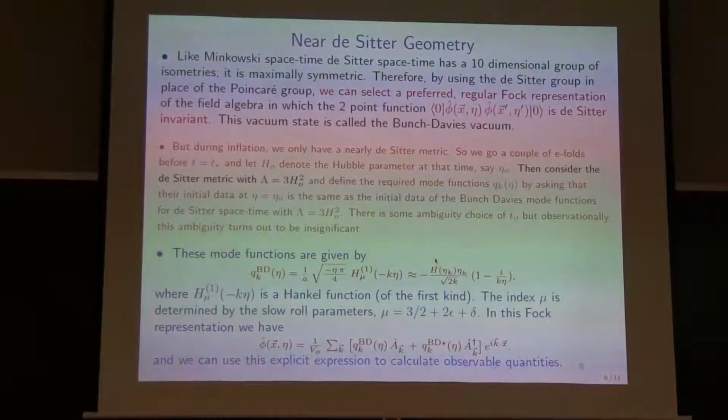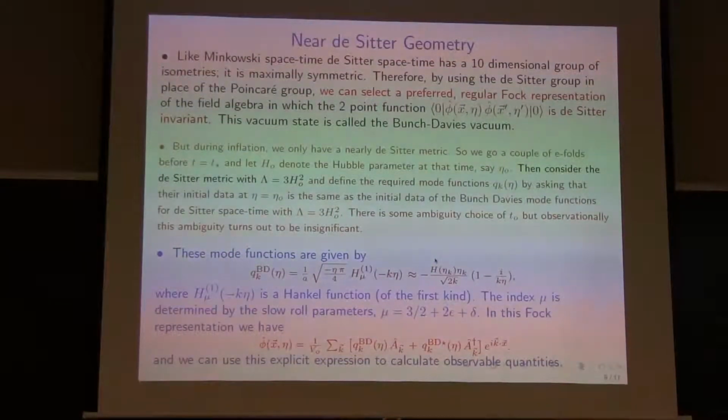It is maximally symmetric, and therefore by using the de Sitter group in place of the Poincare group and using the usual regularity conditions, one can select a preferred regular Fock representation of the field operator in which the 2-point function is de Sitter invariant. And we saw this last time, that this is called the Bunch-Davies vacuum.